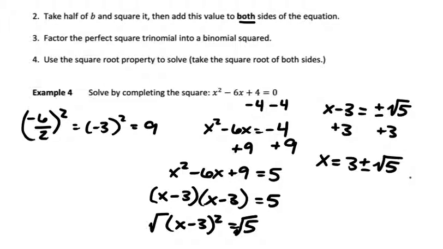Check the square root to see if it can be simplified. In this case, square root of 5 cannot be simplified, so I don't need to worry about that, and this is my answer. I can write 3 plus or minus square root of 5, or I could enter it as 3 plus square root of 5, comma, 3 minus square root of 5. So that's the answer for example 4. Make sure that you don't type x equals into the answer box because MyLab is going to mark that wrong.